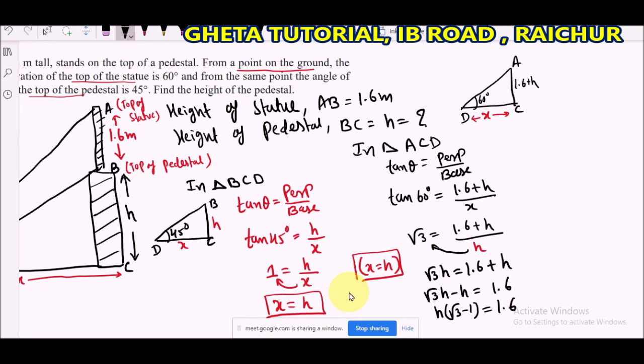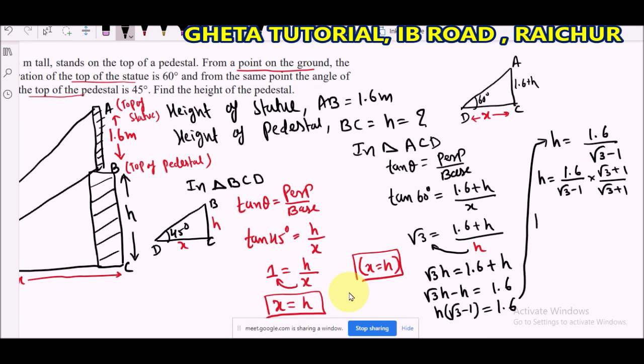So here I will continue. H is equal to 1.6 divided by root 3 minus 1. Now here we have root 3 minus 1, so we have to go for rationalizing. Multiply by root 3 plus 1 divided by root 3 plus 1. So H is equal to 1.6 into root 3 plus 1.